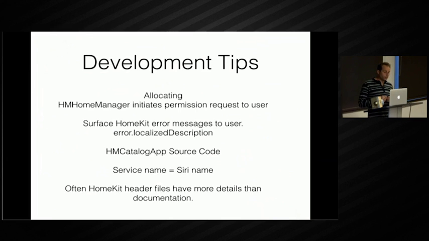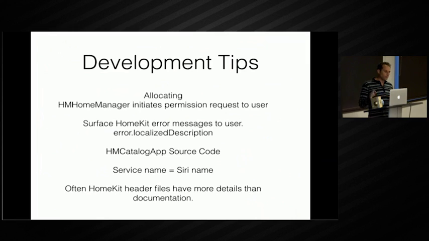There's some really great source code in the HM Catalog app, which they seem to keep up with all of the latest HomeKit features. It's written in Swift. They handle errors really nicely with dispatch groups and Grand Central Dispatch. So there's actually not a lot of sample code out there for HomeKit, so that's a really good resource for seeing how things work.